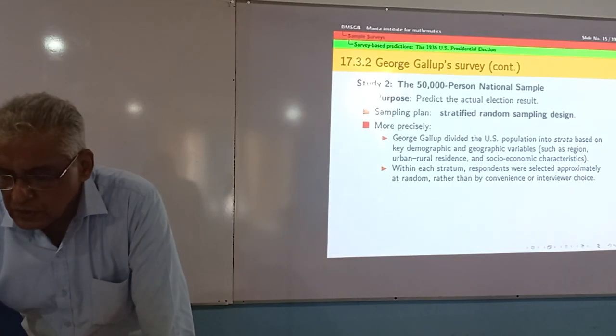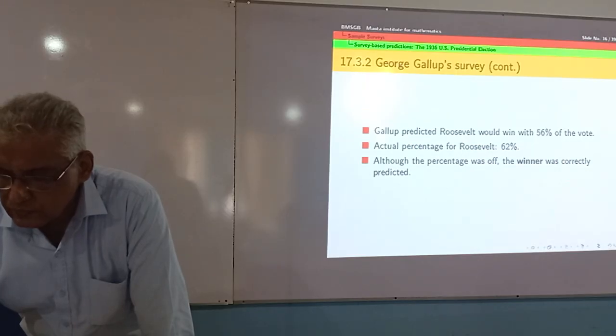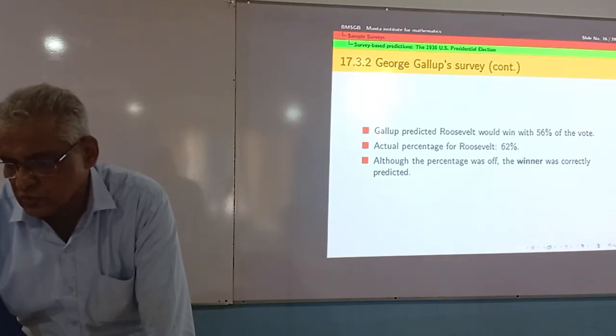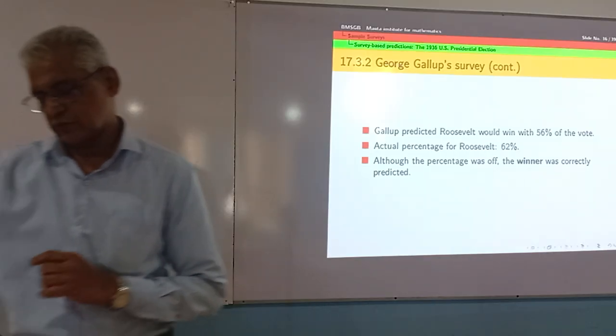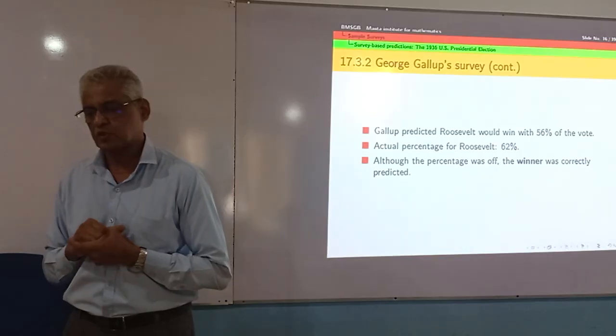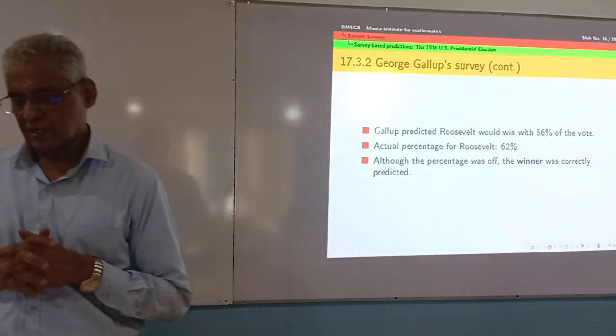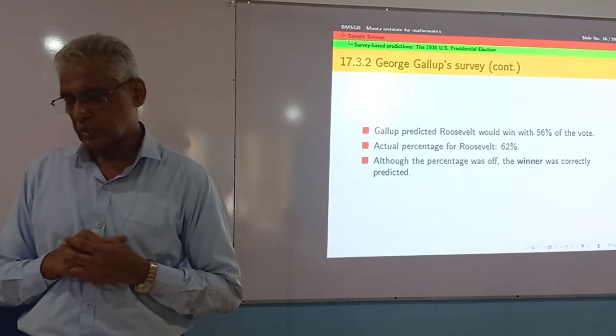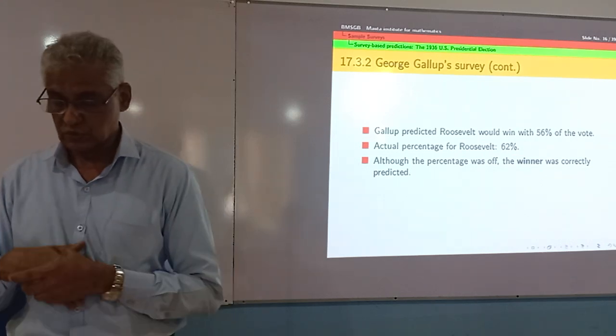Gallup predicted Roosevelt would win with 56% of the votes. The actual percentage for Roosevelt was 62%. So there was a difference of 6% actually. But anyway, still he was able to predict the correct winner, Roosevelt.